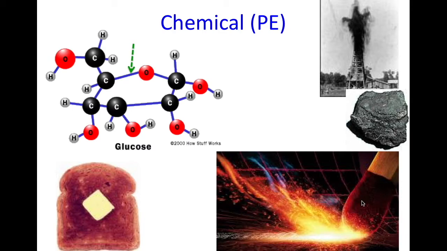And of course, here we have an example of a match, and the match head has a few different elements and compounds. So, for example, there's sulfur, there's phosphorus, there's potassium chlorate, ammonium phosphate, and so that is just sitting there until you use it. So therefore, it is chemical, it's potential energy. Of course, when you strike the match, it breaks the bonds and it releases the chemical energy.